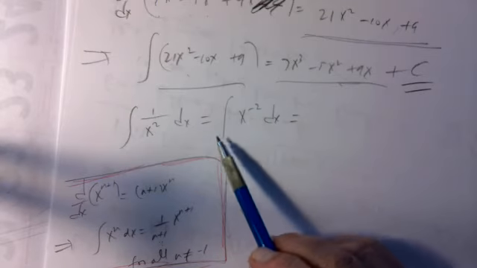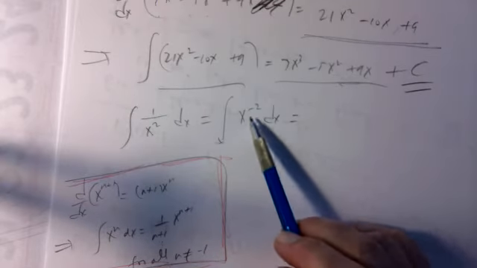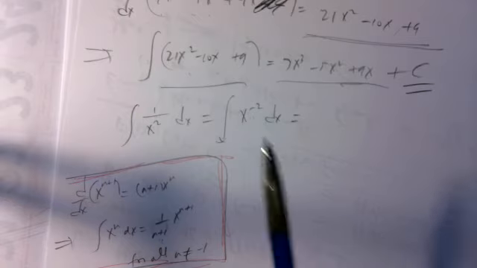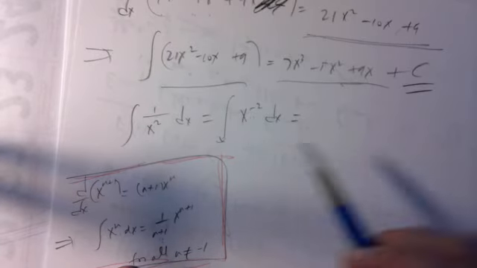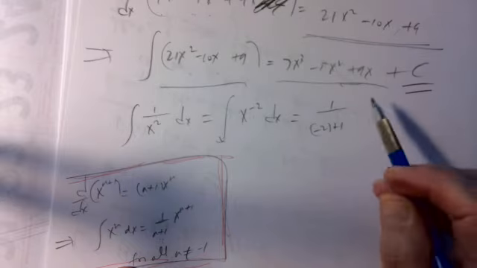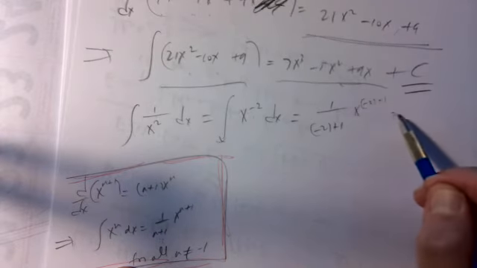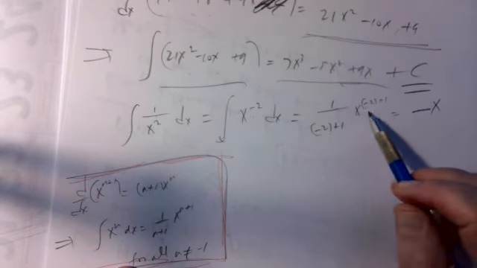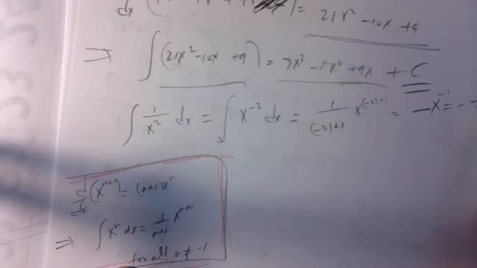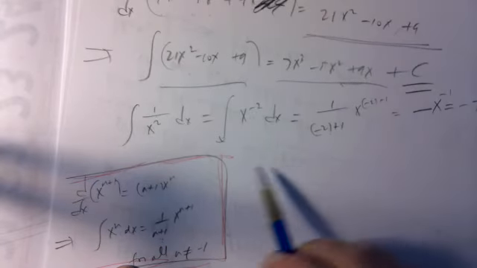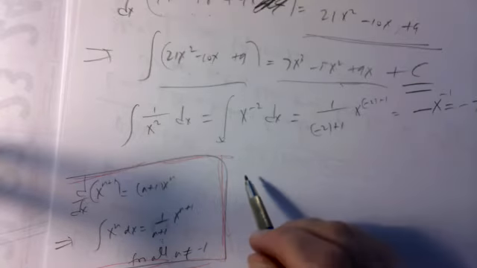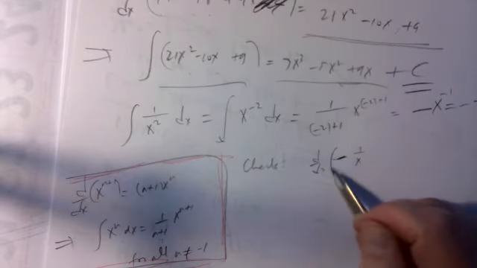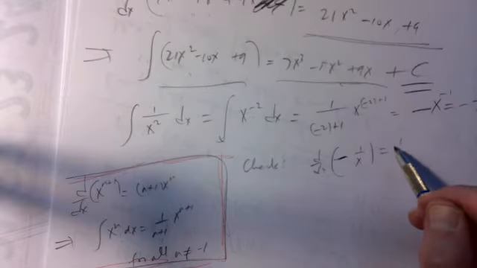So if I'm trying to find the antiderivative or the indefinite integral of x to the minus 2, that's exactly this with n equal to negative 2. In this formula, if I plug in n equal negative 2, I get 1 over minus 2 plus 1 times x to the minus 2 plus 1. Minus 2 plus 1 is minus 1. So 1 over minus 1 is just minus x to the minus 1, or minus 1 over x. So the antiderivative of x to the minus 2 is minus 1 over x. And you can check, the derivative of minus 1 over x is equal to 1 over x squared.